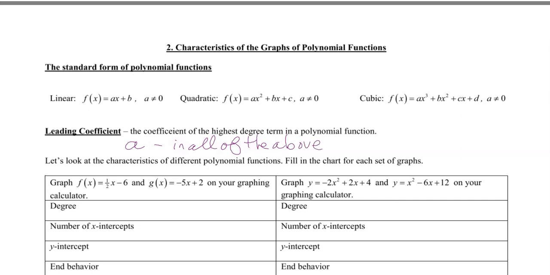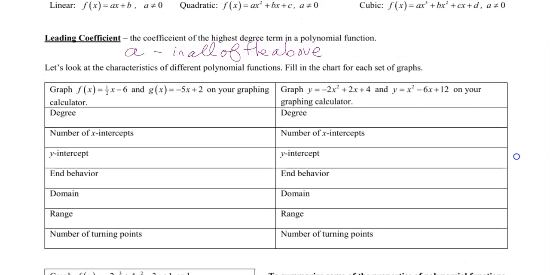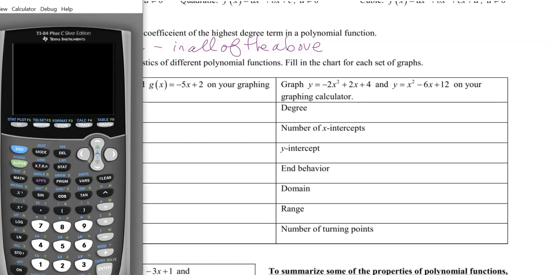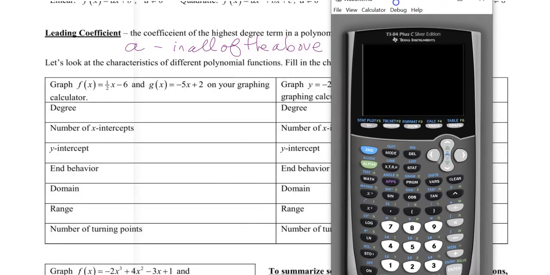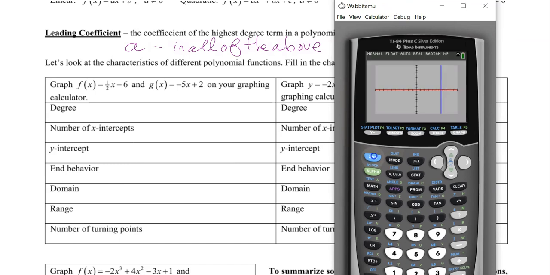And again, we're just going back into this chart. Let's figure out how to move the page. There we go. We're just going to go into this chart and say, if we graph 1 half x minus 6 for y1, g of x for y2 is negative 5x plus 2. So let's pull out a graphing calculator. I'm just going to move it over here so we can do this one, and clear it.